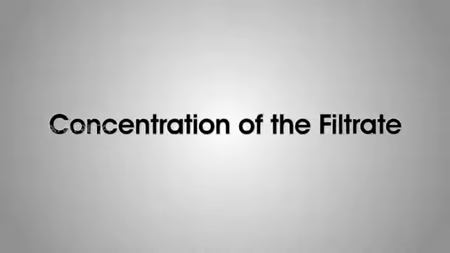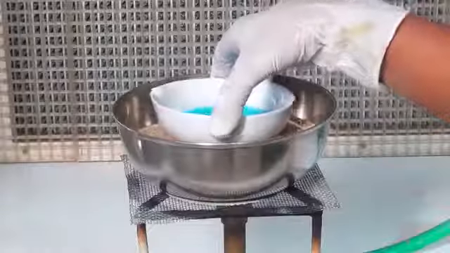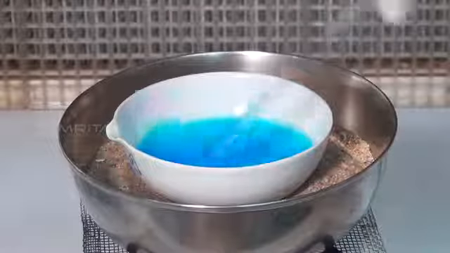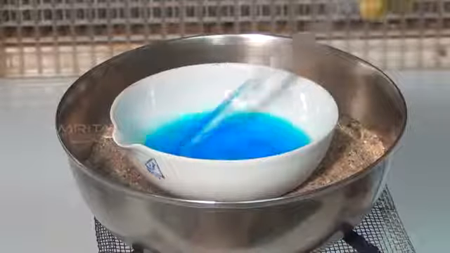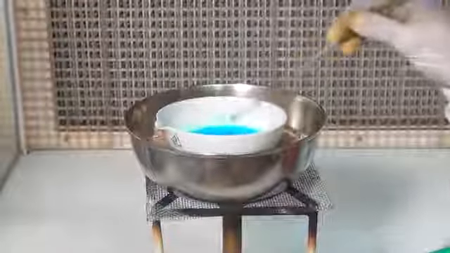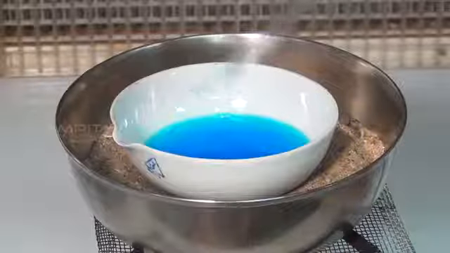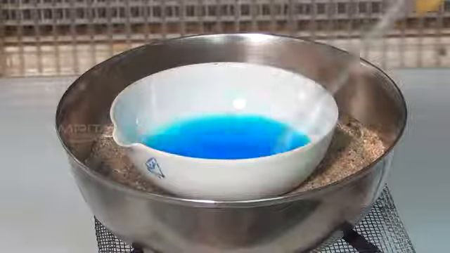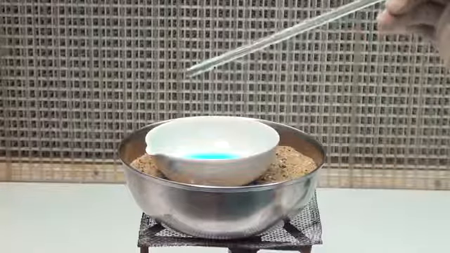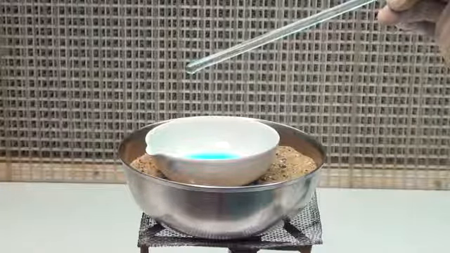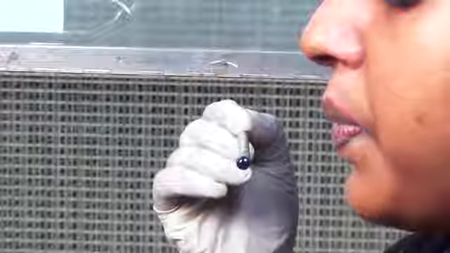Concentration of the filtrate. Heat the china dish in a sand bath till the solution is reduced to about 1/3 of its original volume. To avoid crust formation on the side of the dish, stir the solution continuously with a glass rod. To know if the solution has reached its crystallization point, remove a drop of the solution at the end of the glass rod and cool it by blowing.